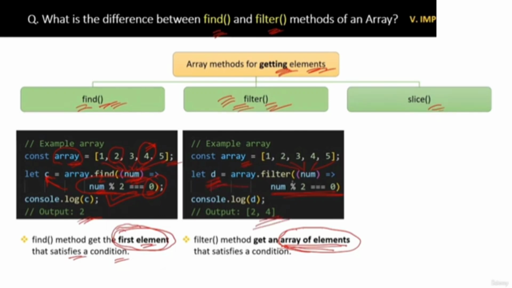Got it? So this time you will get 2 and 4 in the result array because both elements satisfy the condition. Remember, the result will be an array this time with the filter method, not a single element. Okay, so that is the difference between them. All right, the way I explained it, I think this difference will remain in your mind forever.